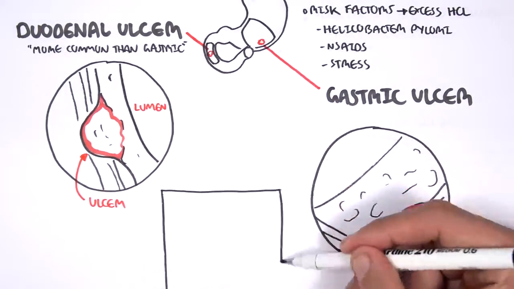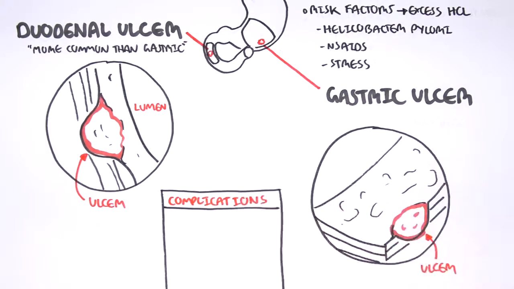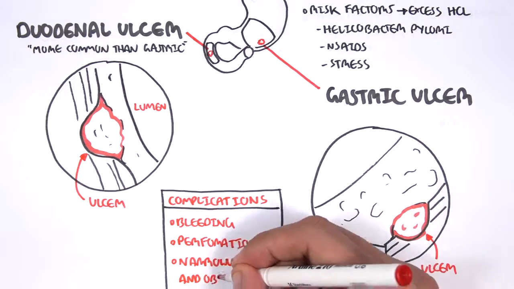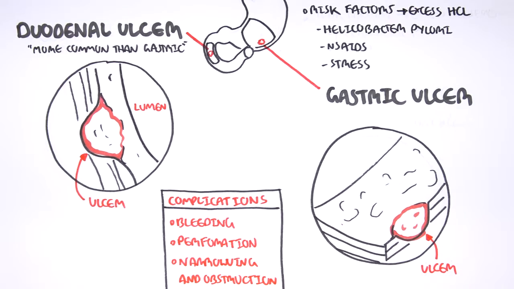Now we can have complications with ulcers. There can be bleeding, we can have perforation, as well as narrowing and obstruction. Perforation means that the content can perforate into the peritoneum, which can cause peritonitis and severe inflammation and pain.